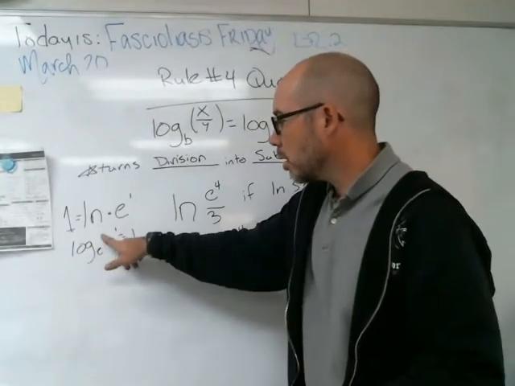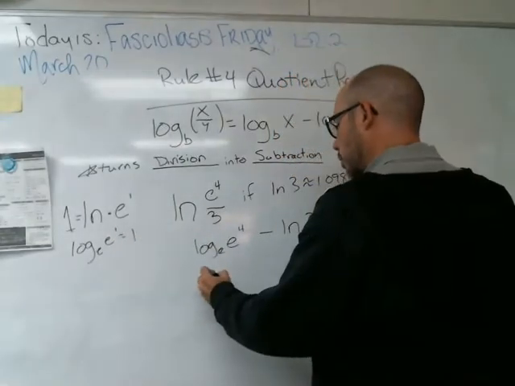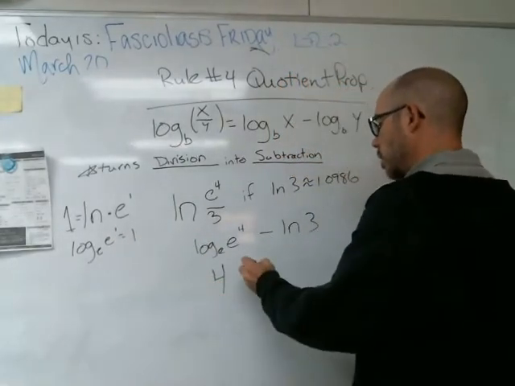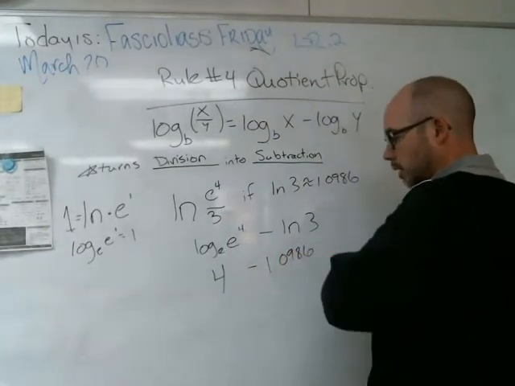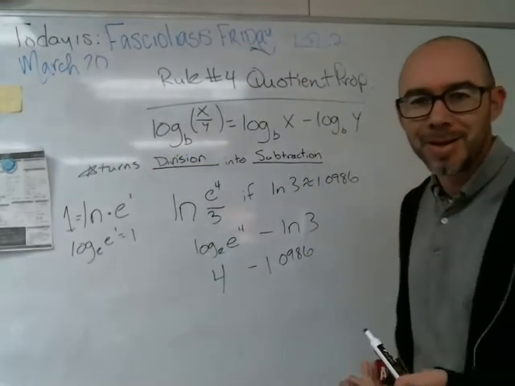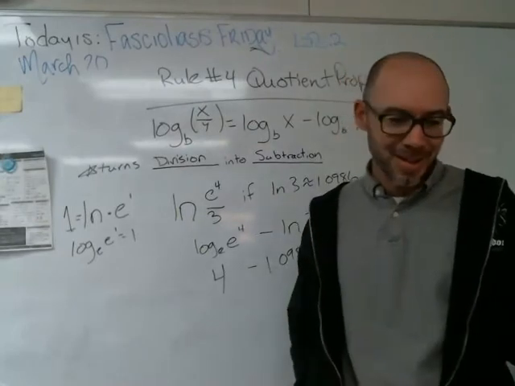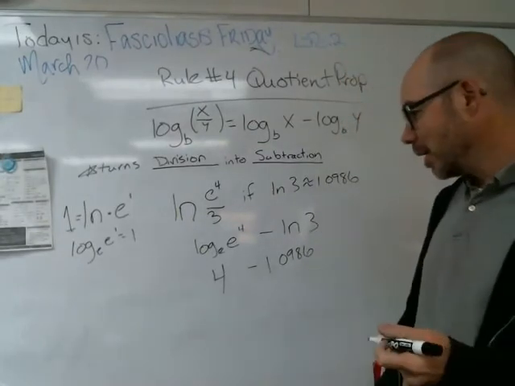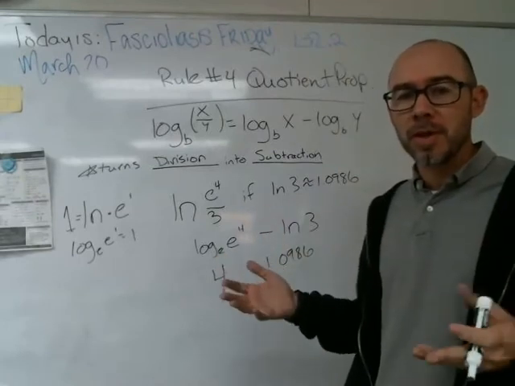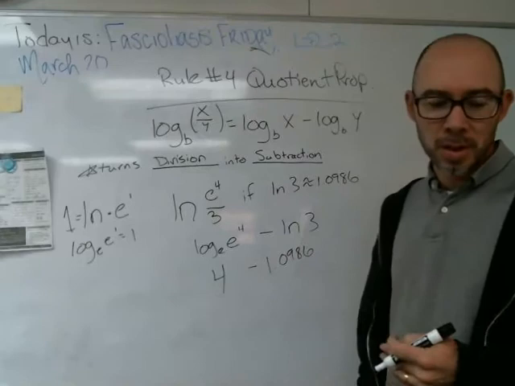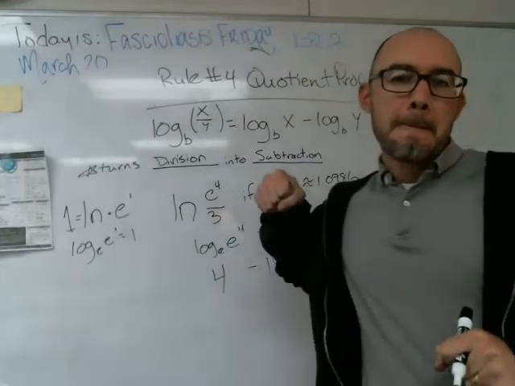This part right here is saying log base e of e to the 4th. Remember how I worked over here? If it's 1, it's 1. So this part equals 4. And then they gave us this part here, 1.0986. You could do that subtraction, but I'm not going to do that math for you. That's just subtraction. So this is the beauty of it. It turns a difficult division problem into subtraction, which is much better.